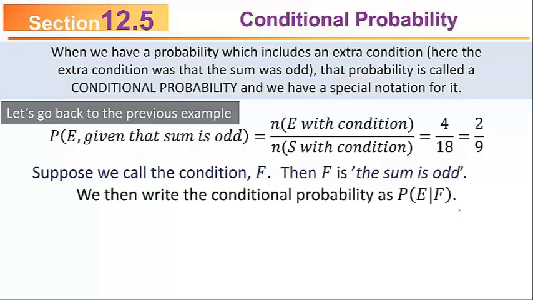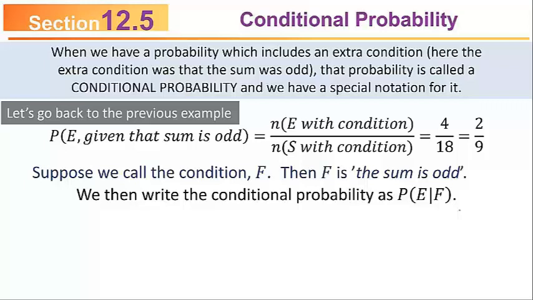Then we'd write the conditional probability with this vertical line. The probability of E, and the vertical line is read as "given that." So that's the probability of E given F. That new notation, the vertical line, is read "given." So this is the probability of E given F, or given that F has occurred.